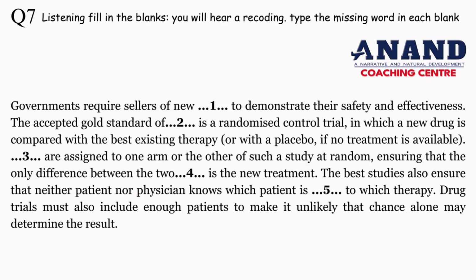Governments require sellers of new medicines to demonstrate their safety and effectiveness. The accepted gold standard of evidence is a randomized controlled trial, in which a new drug is compared with the best existing therapy, or with a placebo, if no treatment is available. Patients are assigned to one arm or the other of such a study at random, ensuring that the only difference between the two groups is the new treatment. The best studies also ensure that neither patient nor physician knows which patient is allocated to which therapy. Drug trials must also include enough patients to make it unlikely that chance alone may determine the result.